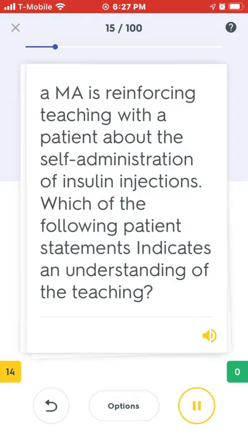A MA is reinforcing teaching with a patient about the self-administration of insulin injections. Which of the following patient statements indicates an understanding of the teaching?